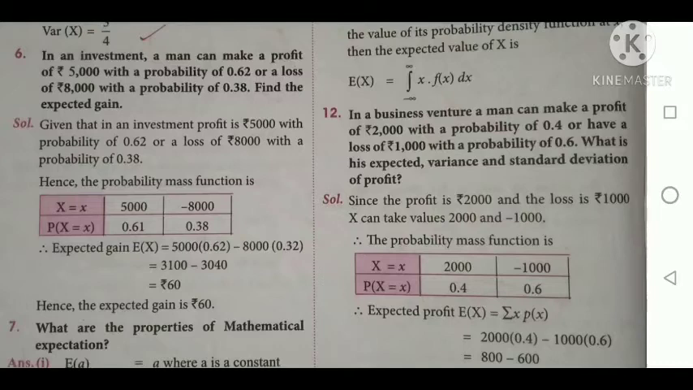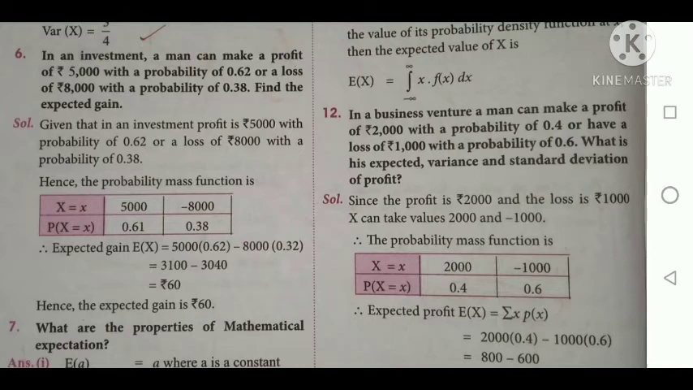After tabulating the values, find the expected value by multiplying x and p of x. 5,000 into 0.62 minus 8,000 into 0.38. We get the value rupees 60. Hence the expected gain is 60. This type of question is sometimes asked in 5 marks also. It is very easy to attend this type of question if you practice it well.